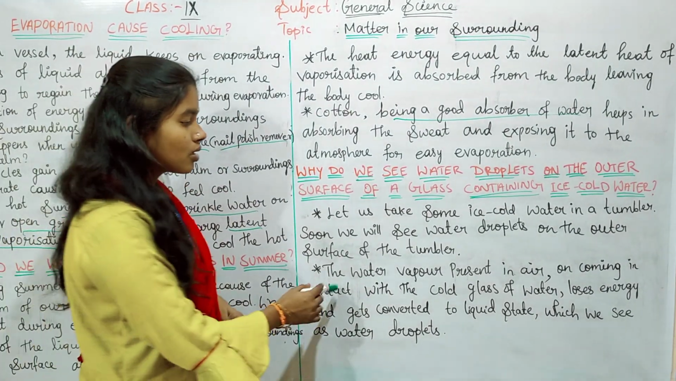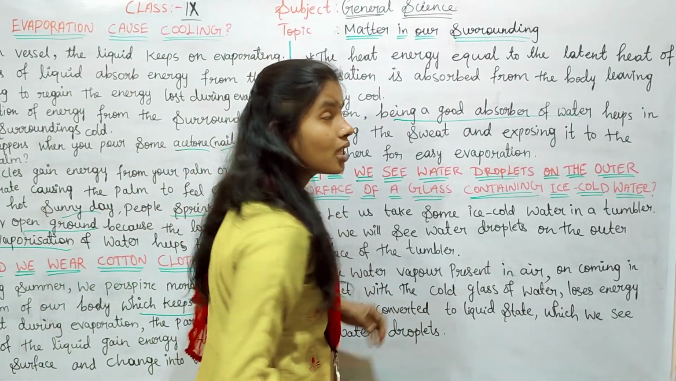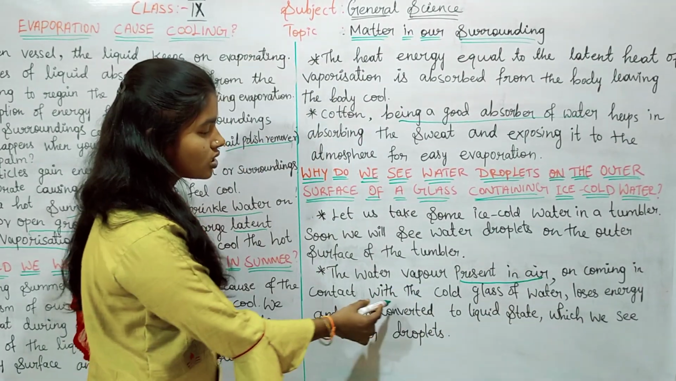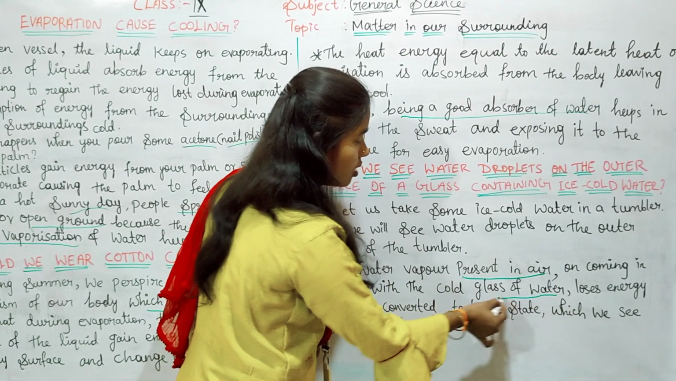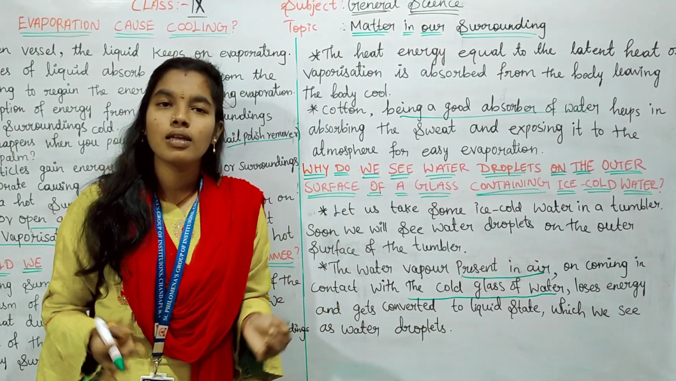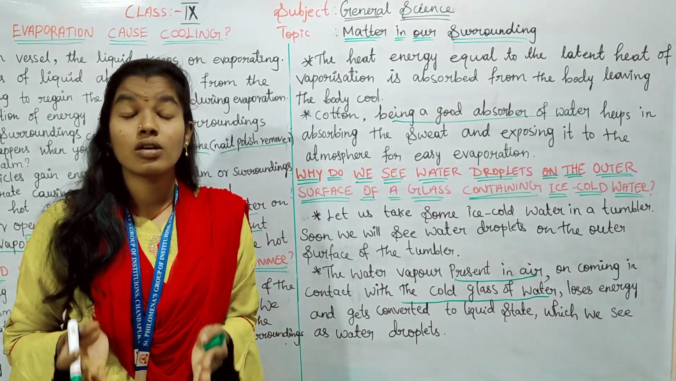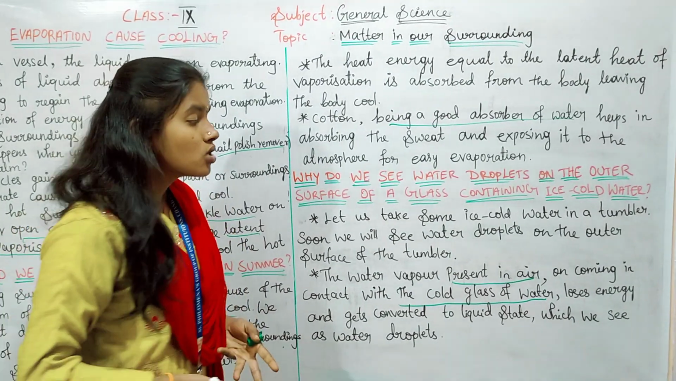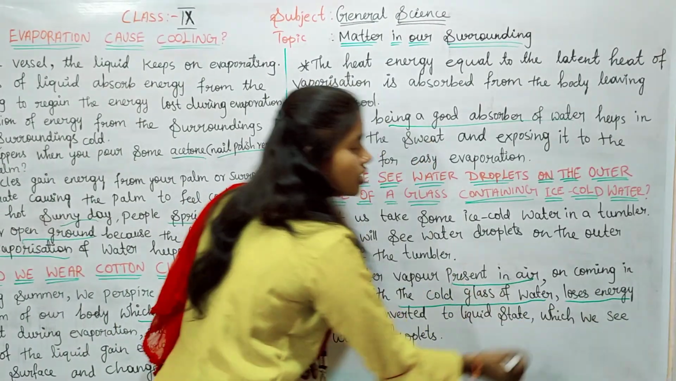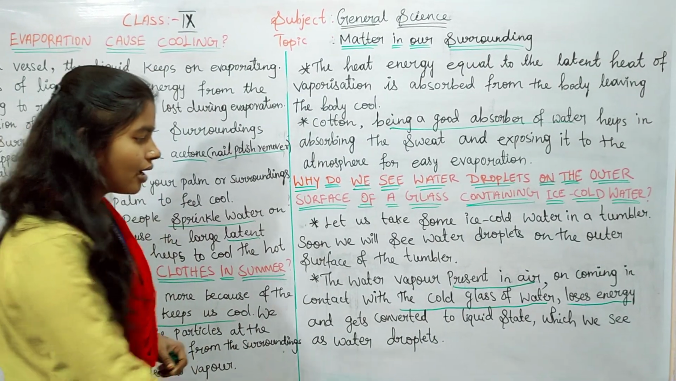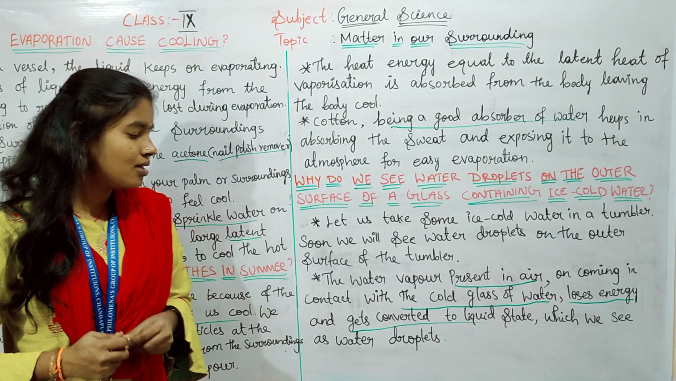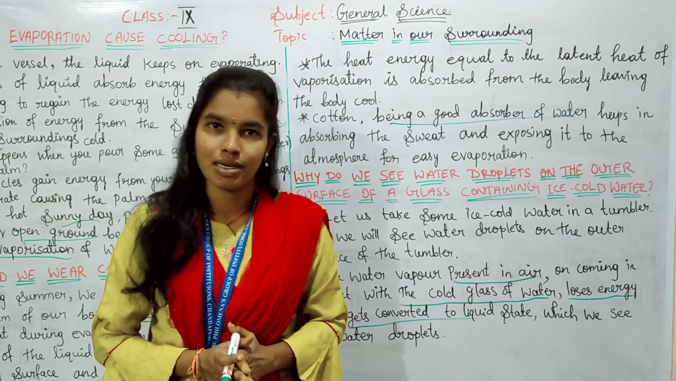Why is it so? The water vapor present in air comes in contact with the cold glass of water. Already in air water vapor is present, and that water vapor comes in contact with this ice cold water glass. So what happens? It loses energy and gets converted to liquid state, which we see as water droplets.